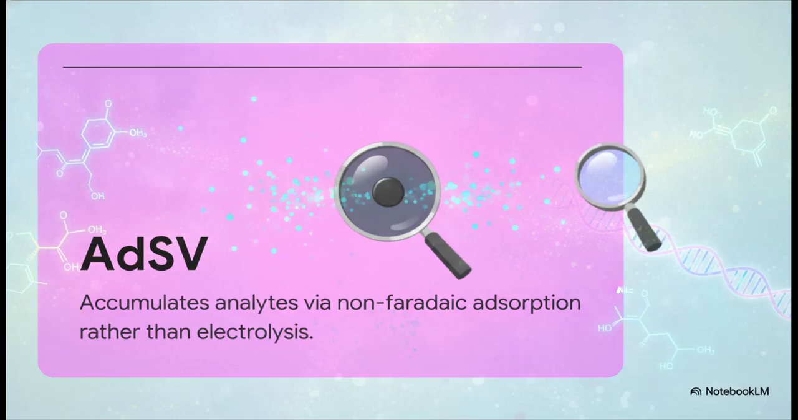And then we had the third pillar, Adsorptive Stripping Voltammetry, or ASV. This one brilliantly illustrates just how versatile this whole field is. Instead of using electrolysis to plate a metal, ASV relies on controlled interfacial accumulation, which is basically just non-Faradaic adsorption directly onto the working electrode surface. This follows the Langmuir adsorption isotherm, which simply means the molecules form a single uniform layer on the surface.